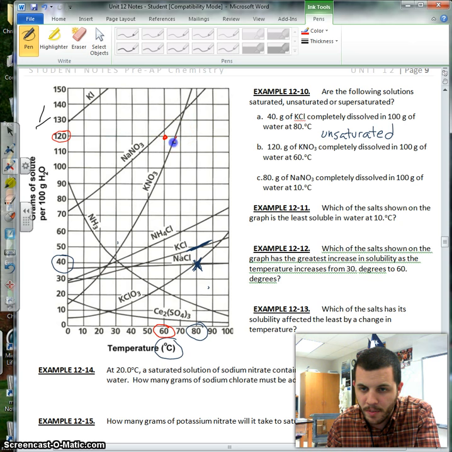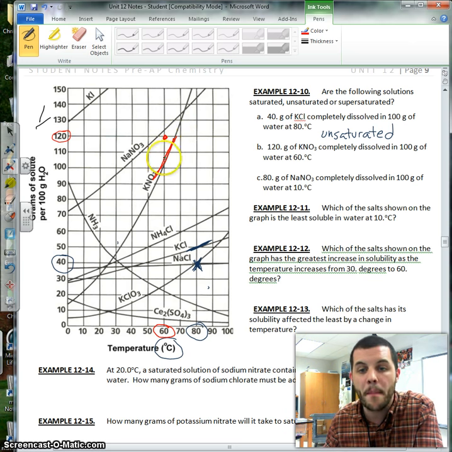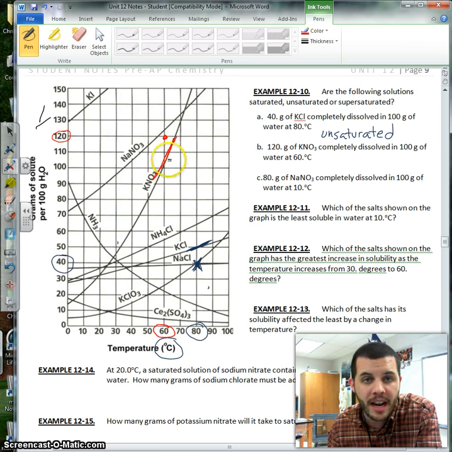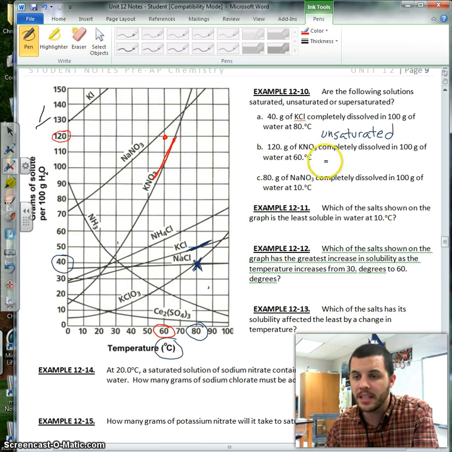The line I'm concerned about is right here. And so I see that this is now above the line. It's above the saturation point, which makes this situation supersaturated.